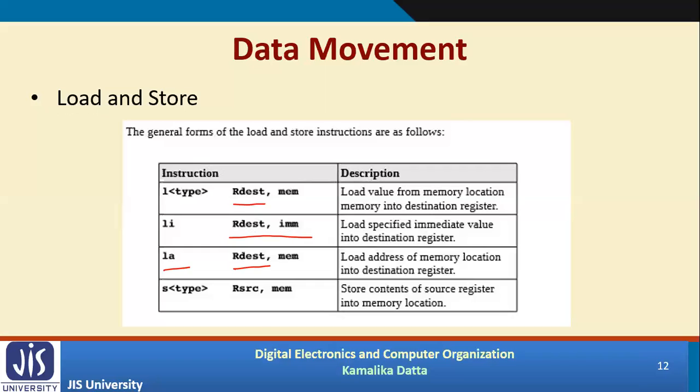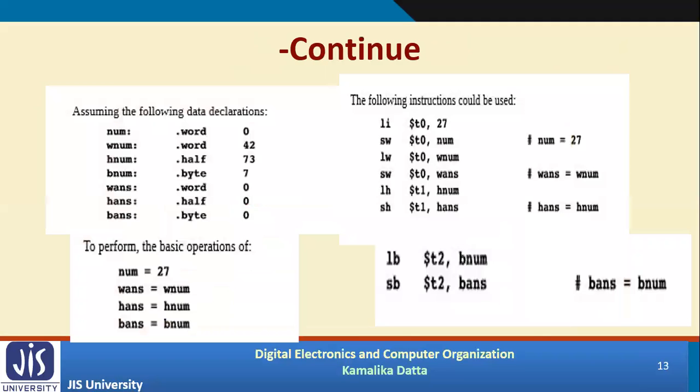So we need two types of data movement. Sometimes from processor to memory, we need to write something into the memory, and we also need to read something from the memory to processor. So for writing, we call it store basically. So this is how it is done.